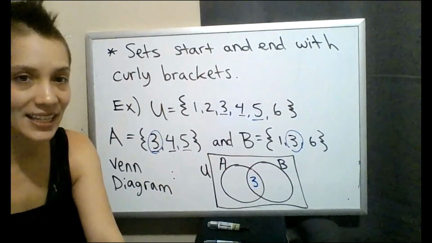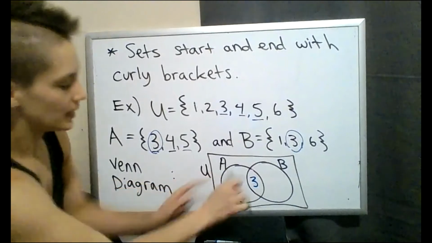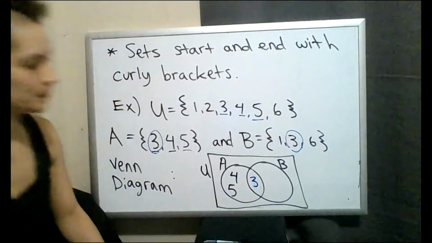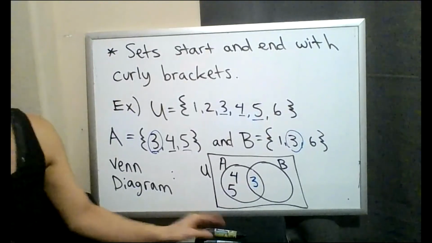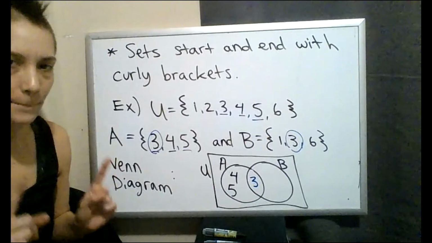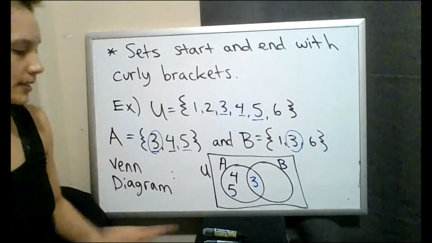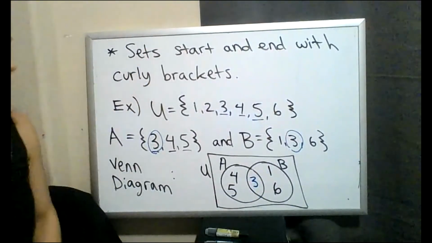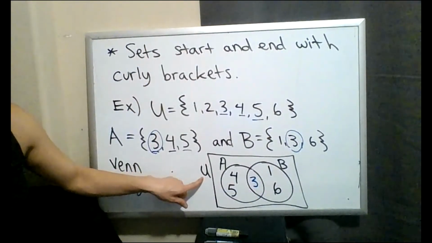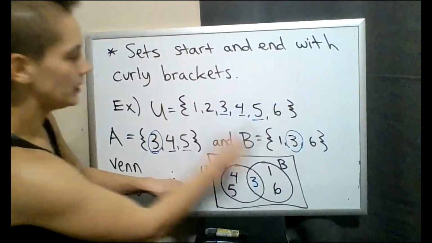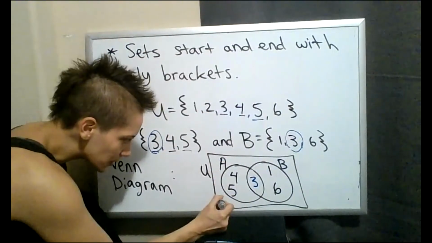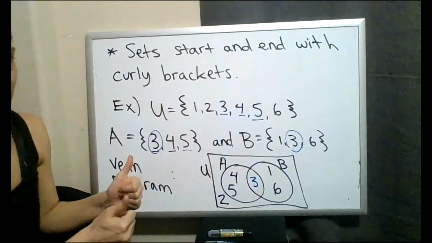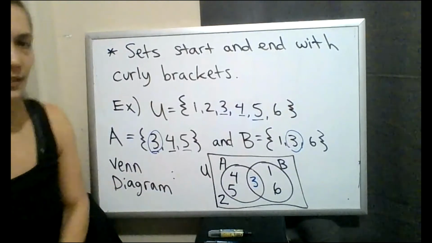Okay. A contains 4 and 5, but 4 and 5 are not in B. They need to be over on this side, outside of the set B. B contains 1, 3, and 6. 1, there's 3, there's 6. Universe contains 1, 2, so let's put 2. 3, 4, 5, 6. All right, there's our set.